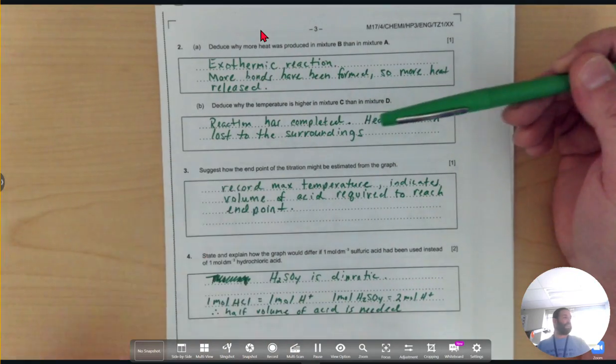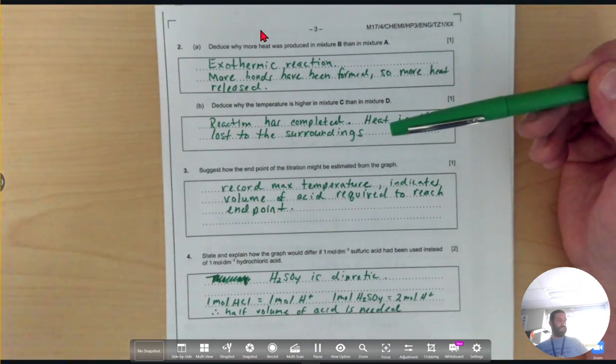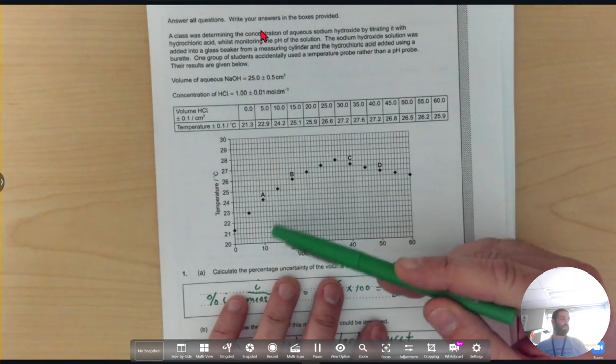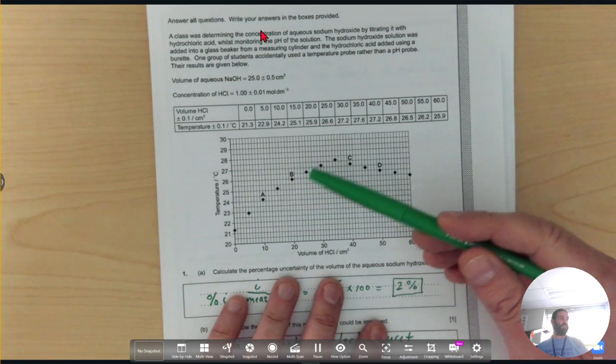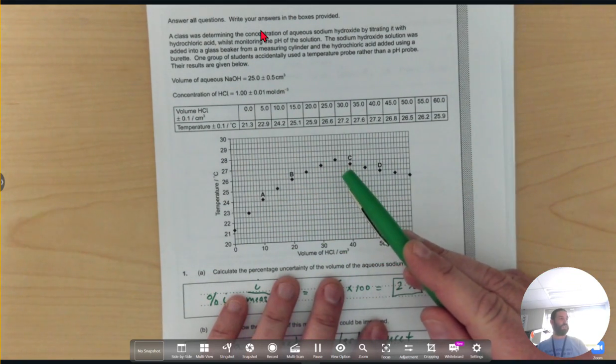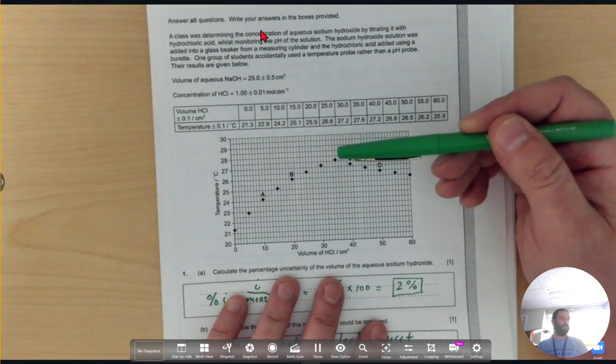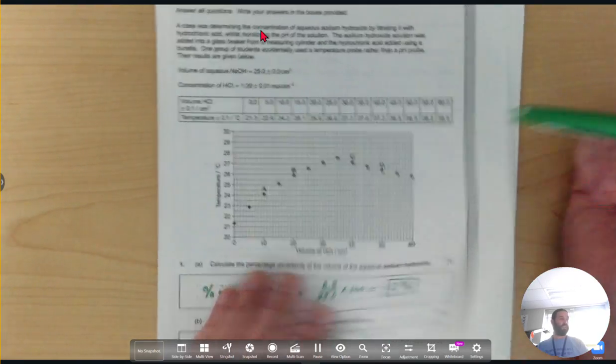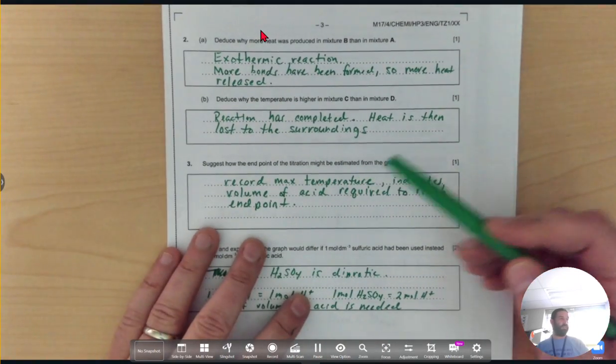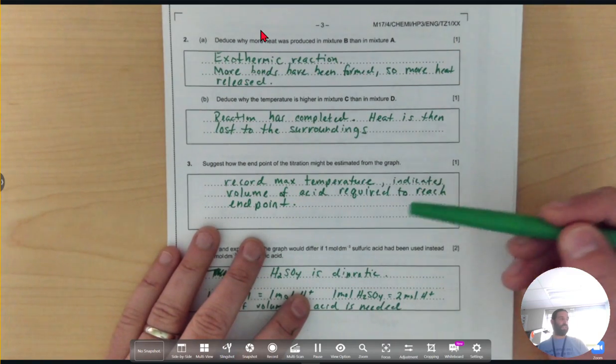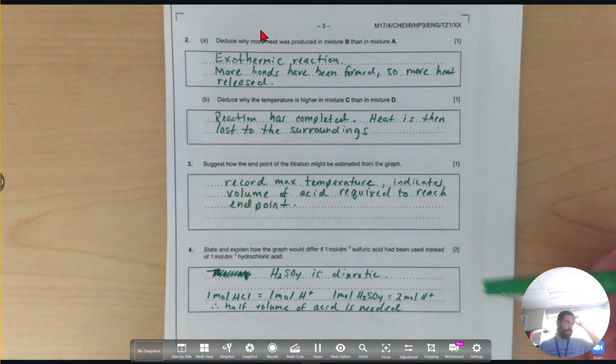And it says deduce why the temperature is higher in mixture C than D. Well, since it's an exothermic reaction, as it goes on, the temperature increases. So once you see the temperature begin to decrease, that tells you that the reaction is over, right? Once the reaction is over, cooling will begin. Heat will be lost to the surroundings, so the temperature will decrease.